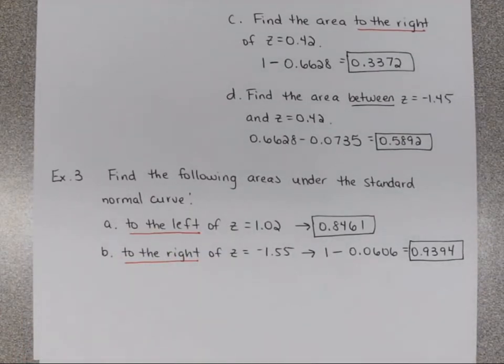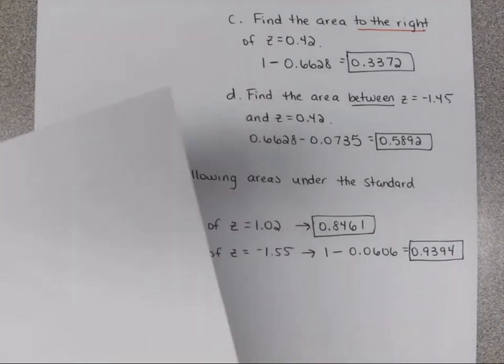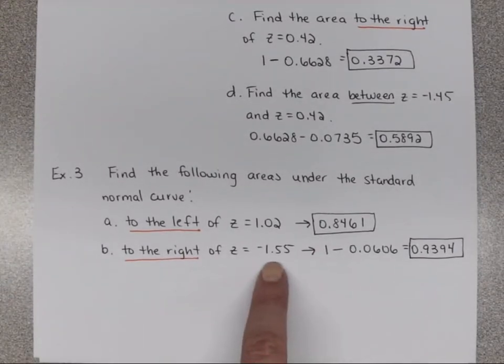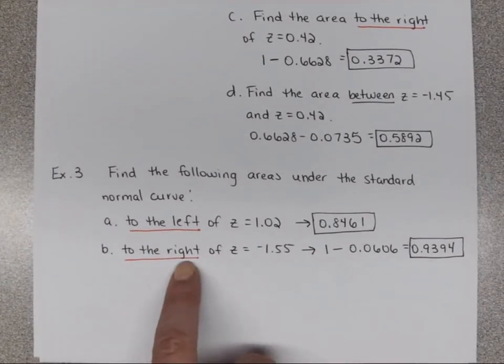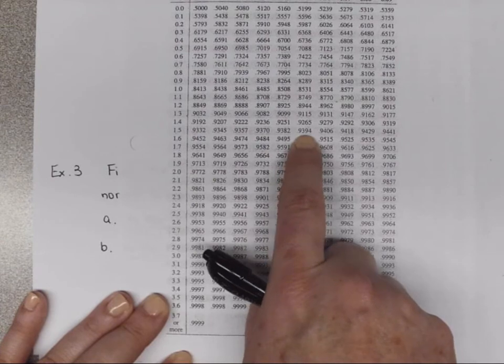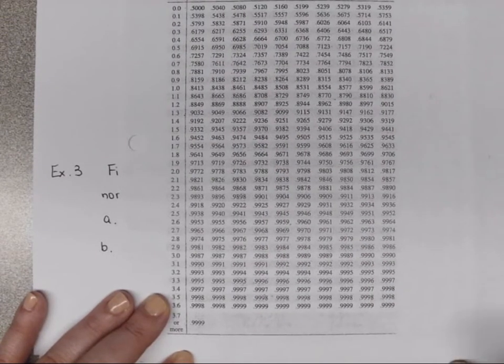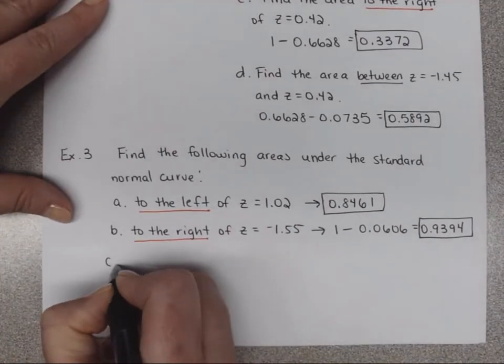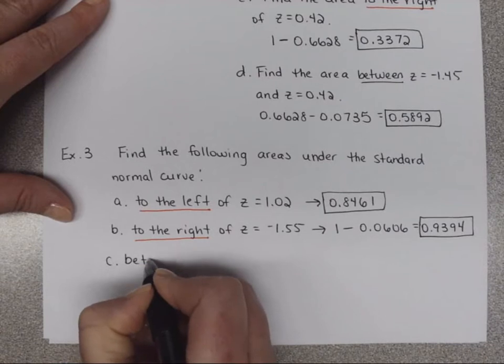By the way, there's also something else you can do. Notice I wanted to the right of negative 1.55. A little trick you can use is, because this is a symmetrical graph, you can go to the left of 1.55 positive. So you can go the opposite direction and the opposite sign. And notice if you read 1.55 directly, you get the exact answer we got, right? 0.9394. Okay, so that's another way you can do it, but really you're subtracting from 1 as long as it's to the right.